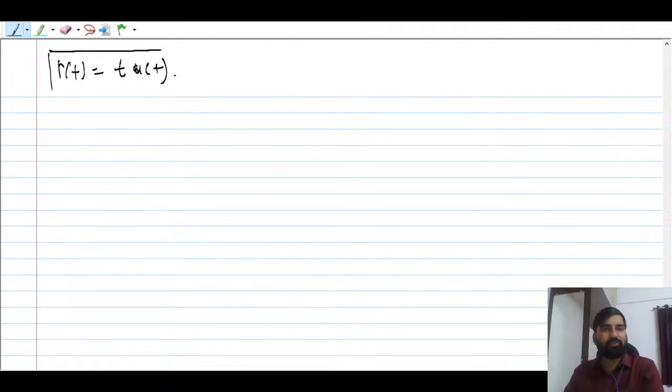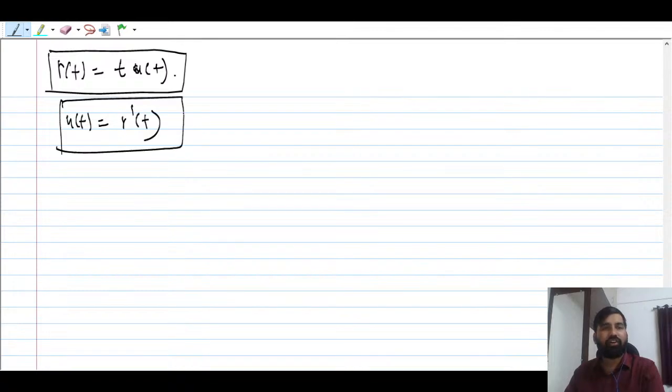Fine. So r of t is going to be what? r of t is t u of t. So if you differentiate this, it is going to be what? r dash t, or you can also write this as dy by dt. Okay, this is the definition.